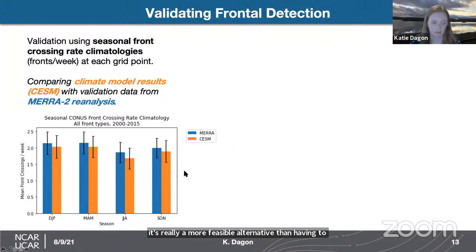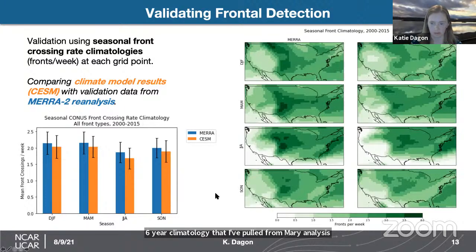So again, we're showing good agreement for a 16-year climatology that I've pulled from MERRA reanalysis and CESM. If we look spatially, we continue to see good spatial agreement, in terms of the peak of the magnitude being in the central US. Perhaps CESM may be slightly underestimating the front detection at that peak magnitude relative to MERRA. But in general, we're seeing pretty good agreement.